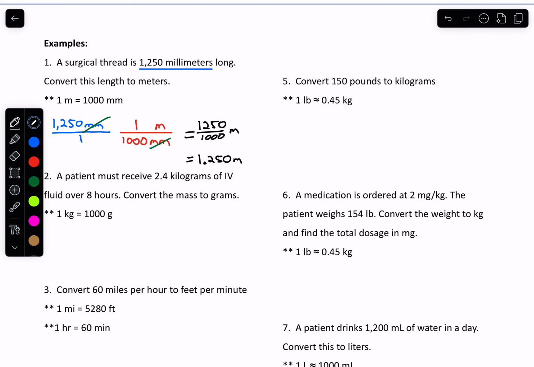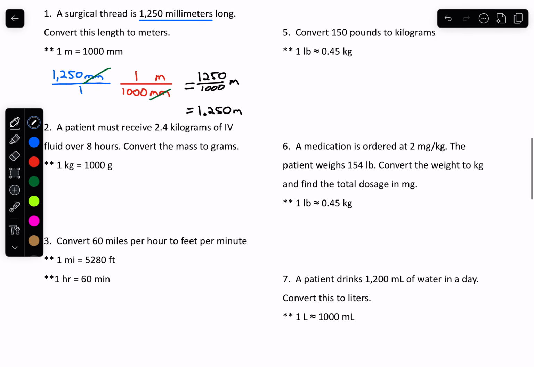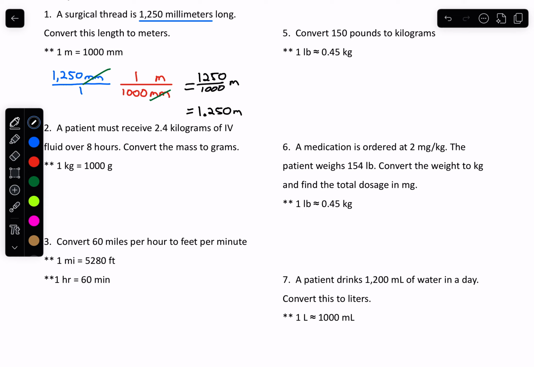Some of them will be that easy, and some of these are going to be a little bit more complicated. So let's keep going. A patient must receive 2.4 kilograms of IV fluid over 8 hours. Convert the mass to grams. So we want to convert kilograms to grams. So the first thing I'm going to do is write what I started with, 2.4 kilograms. So 2.4 kgs. And since it's not a fraction, I'll write it over 1. Then I like to write what I'm going to end with next. So I need to end with grams. So on the other side of this thing, I'll put a G for grams.